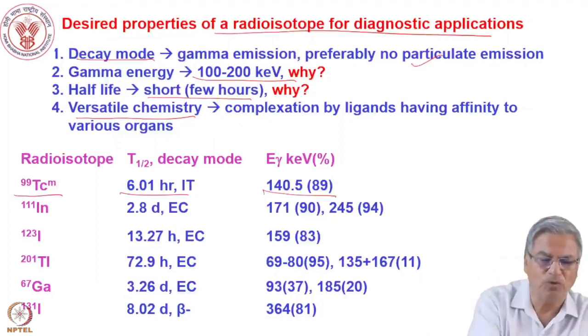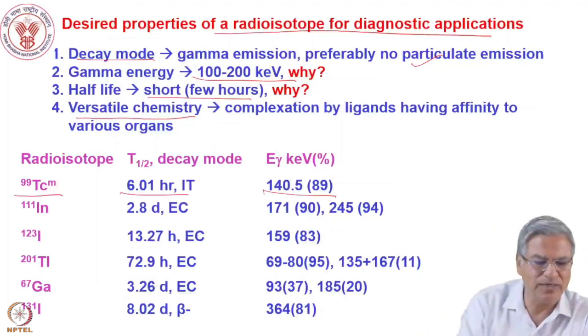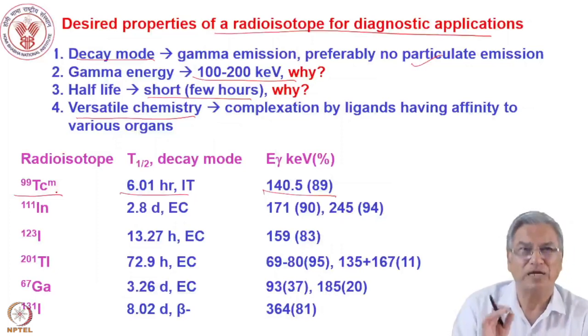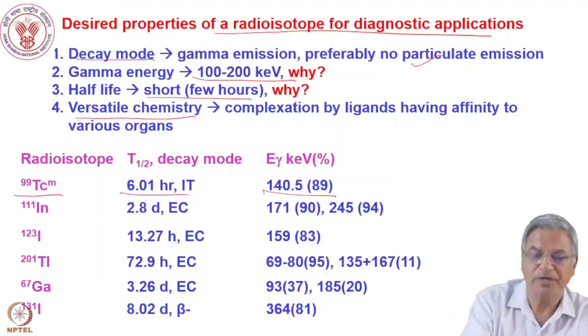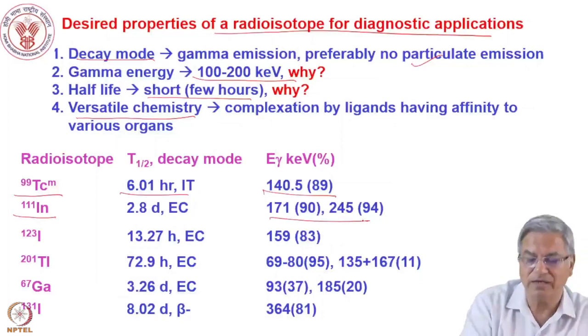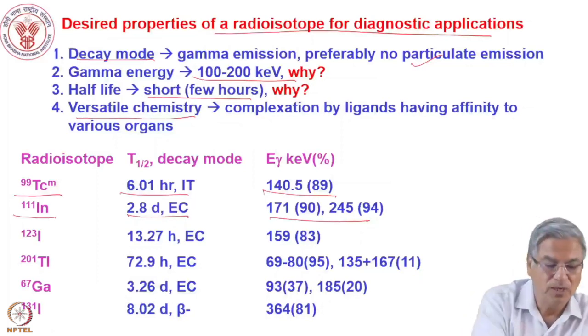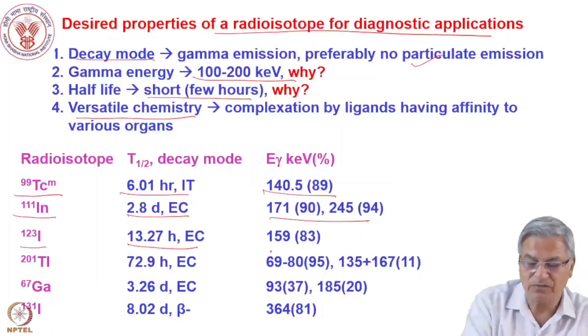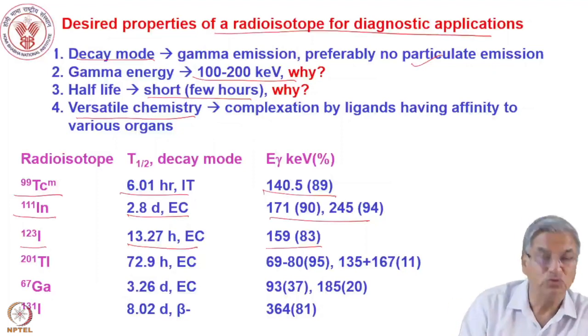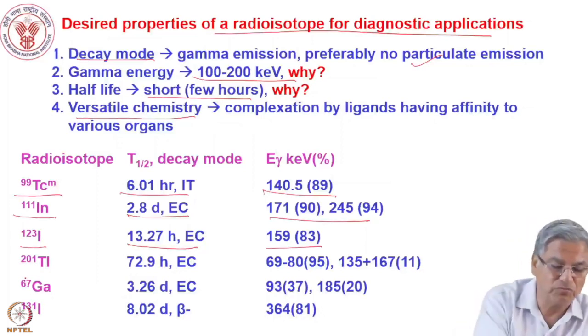So some of the examples of these radioisotopes that are used in diagnosis are technetium-99m, ideal. In fact, it is called the workhorse of nuclear medicine. About 80% of the nuclear medicine investigations for diagnosis are done using technetium-99m. So gamma ray is ideal, half-life is ideal. Indium-111, ideal gamma ray energy, but half-life is a little long. Iodine-123, half-life and gamma ray-wise, ideal. That is why there is huge demand for iodine-123, though it requires a xenon target, enriched xenon.